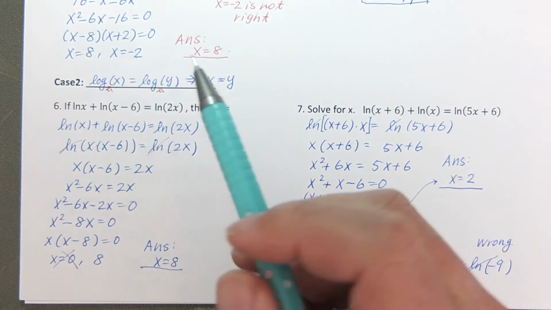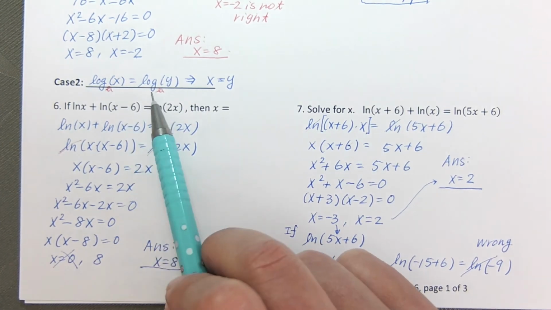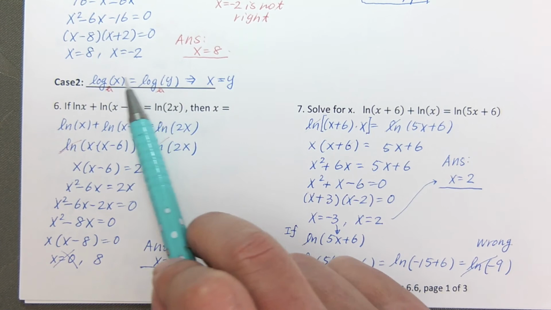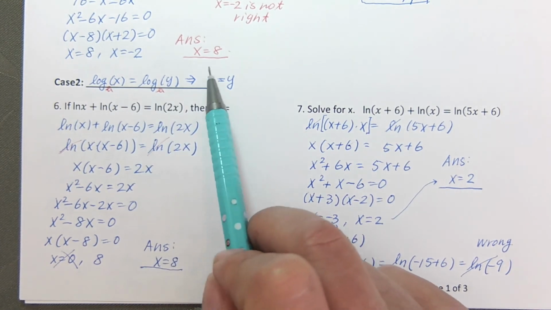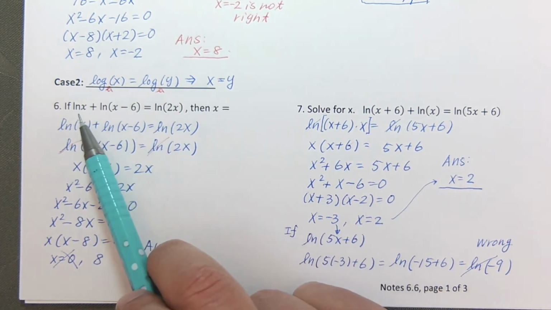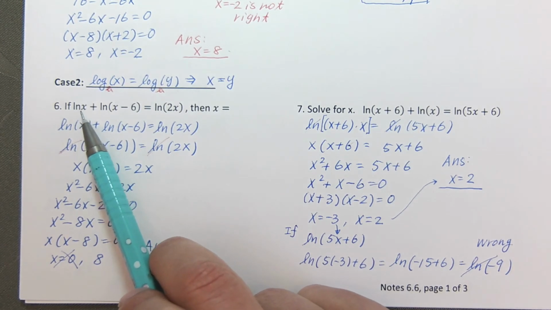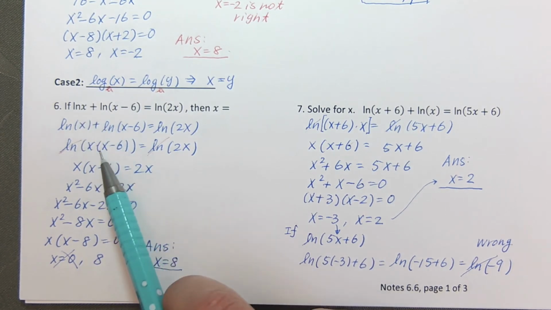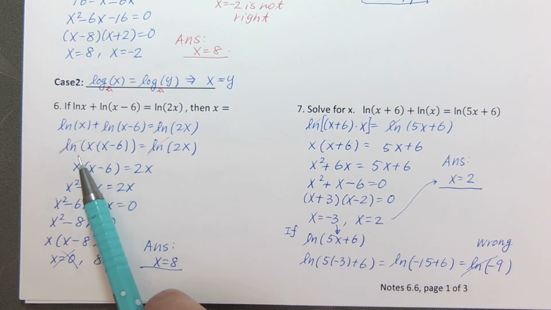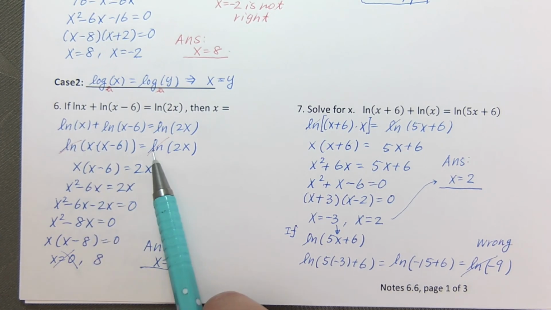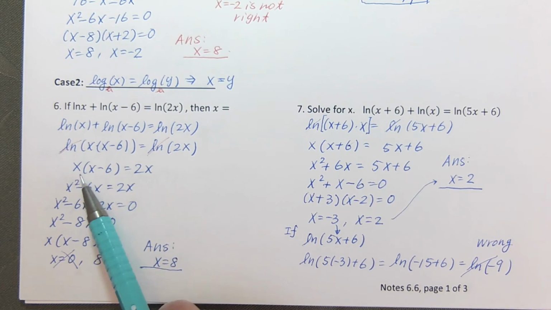Our next case that we have here is a log of a base equal to a log of a base. Now the domains are different, but what in reality happens is they have to equal one another. So in this case, this is log base e, or the natural log. Notice I'm adding here, which implies multiplication. That means that the natural log of this has to equal the natural log of that, which means the insides must be equal to one another.